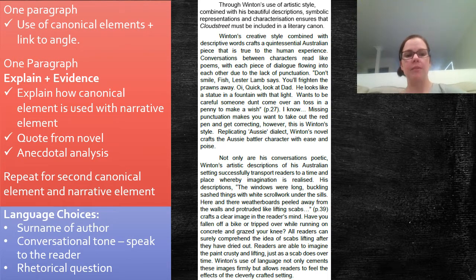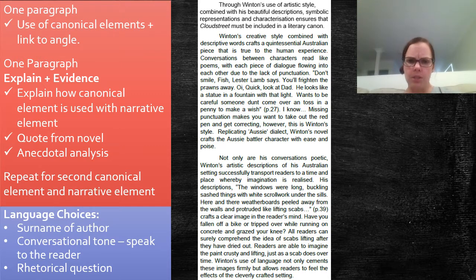So it's important that we have explain and evidence in each separate paragraph. Remembering that a feature article doesn't follow a typical TEEL structure, we need to have short paragraphs that have that opinionative impact in them, I guess. So we need to explain how the canonical element is used with the narrative element. You need to put in a direct quote from the novel with page number, and then you're going to have some anecdotal analysis. You'll then repeat that for the second canonical element and narrative element as well. So I will read only one of these paragraphs, but have a look at them.